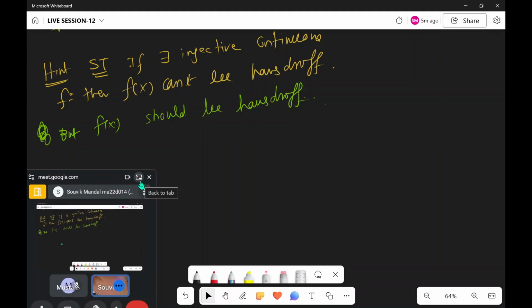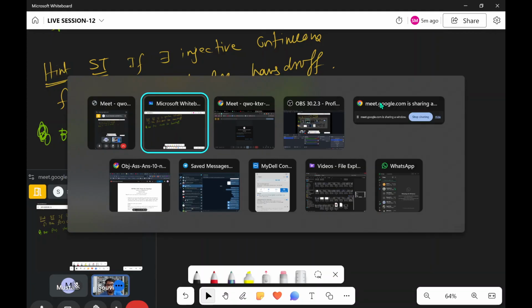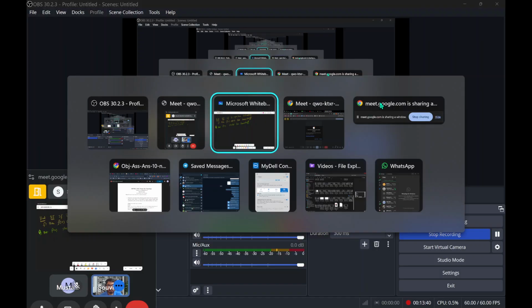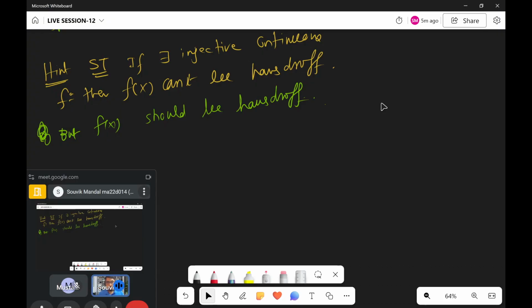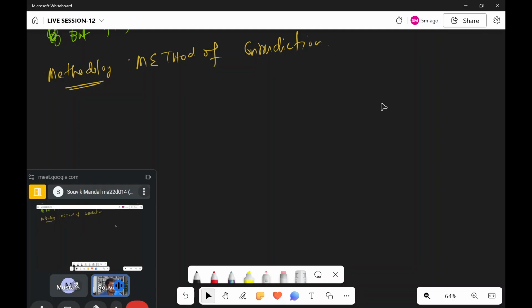Okay, so let me explain this. How to show this? So we are going to use the method of contradiction. What is the methodology? The methodology will be the method of contradiction.